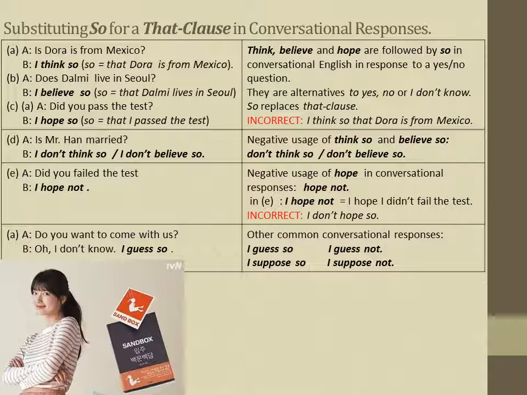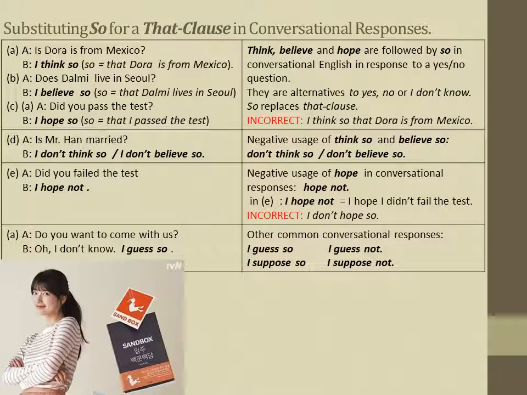Think, believe, and hope are followed by so in conversational English in response to a yes or no question. They are all alternatives to yes, no, or I don't know. So replaces the that clause. Okay, one more time. Is Dora from Mexico? I think so. Be careful, don't say like this: I think so that Dora is from Mexico. You don't have to use that Dora is from Mexico anymore. You just say I think so.